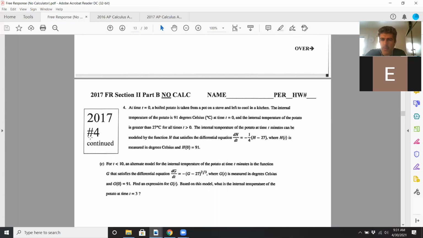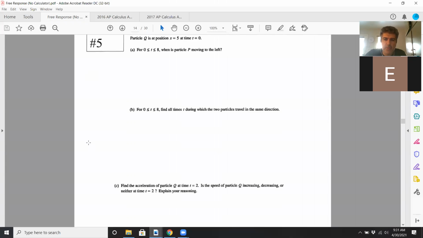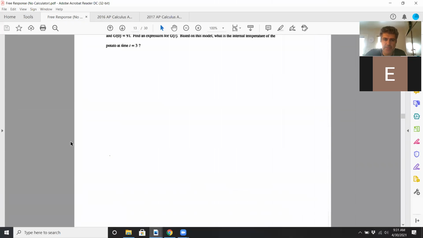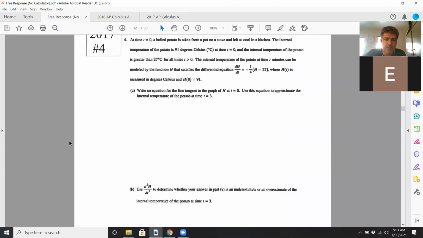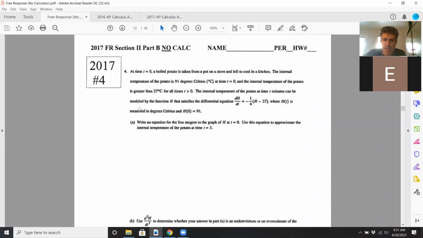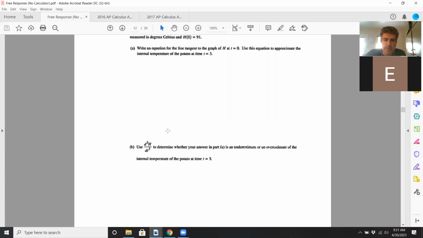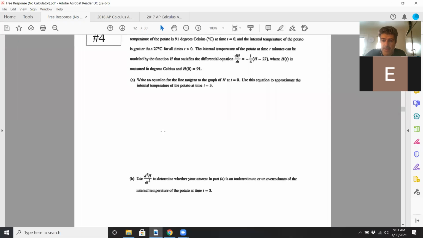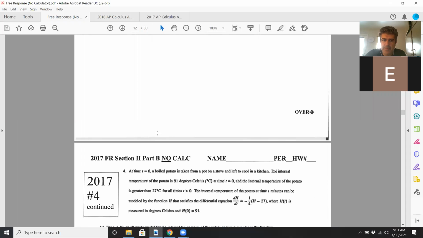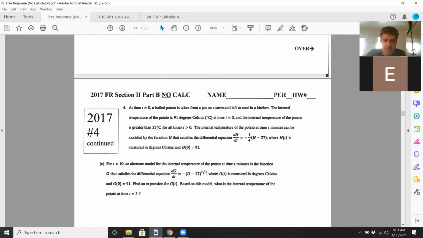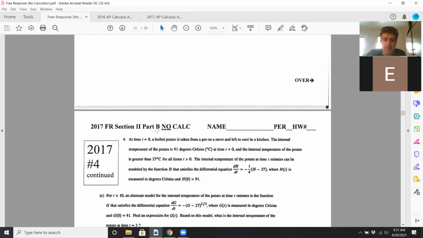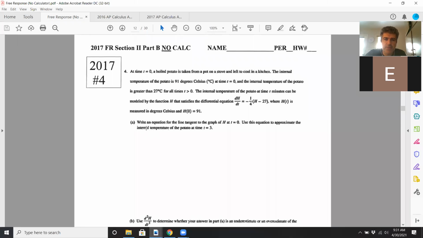And then maybe I can briefly talk about 2017 number 6, because that's kind of a nice hodgepodge of various topics. But 2017 number 4, they want you to write the equation of a tangent line. They do give you dh over dt. Read it carefully. Part B, they want you to use the second derivative to determine if your estimate's an under or overestimate. So it is kind of like a linearization type problem. And then C is solving a differential equation. So we'll do 2017 number 4.